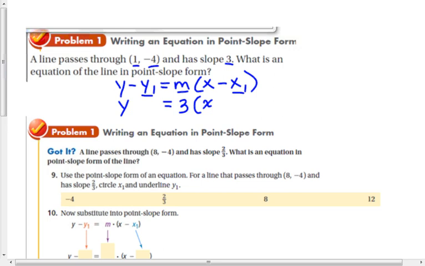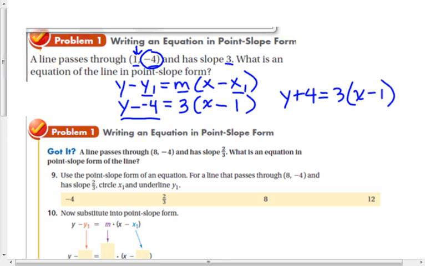Okay, so we're going to subtract the y value, which is negative 4, and we're going to subtract the x value, which is 1. And then we can simplify it a little bit here. This part, y minus negative 4, is the same as y plus 4. And then that's equal to 3 times the quantity x minus 1. All right, you try that. I'll pause here.